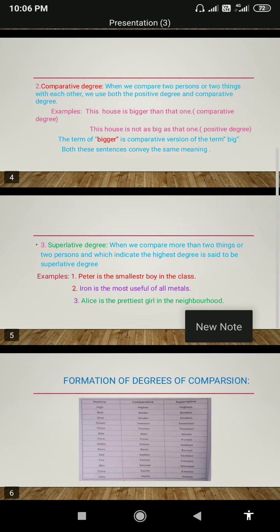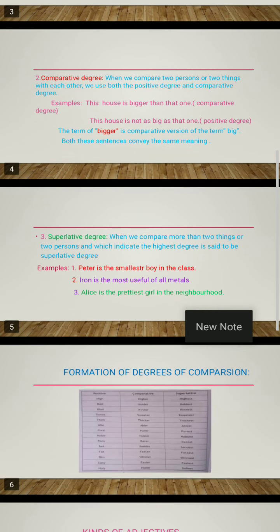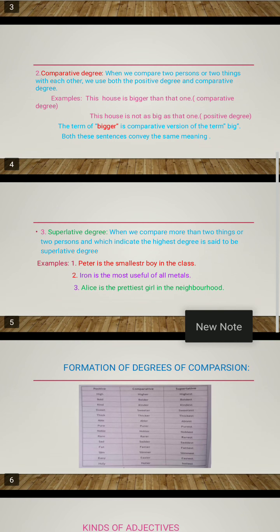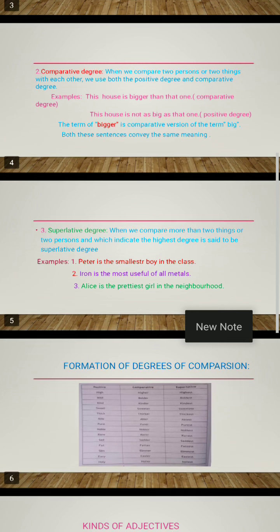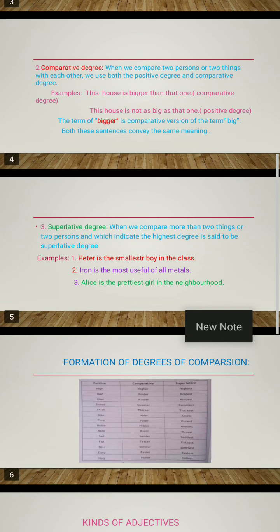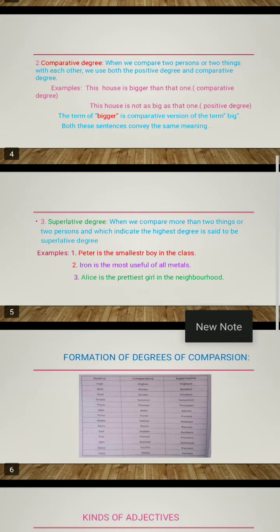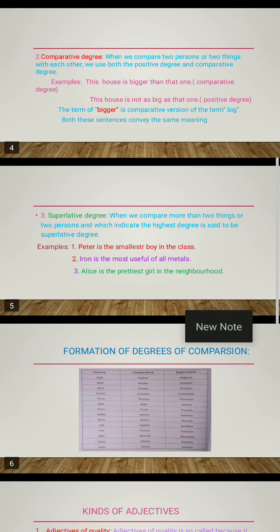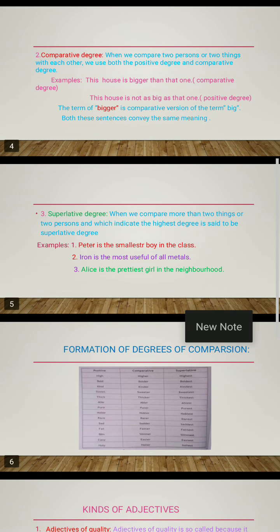Okay, so have a glance over the explanation. When we compare two persons or two things with each other, we use both the positive degree and the comparative degree. Okay, then have a glance over the examples. This house is bigger than that one. Here this is known as comparative degree.